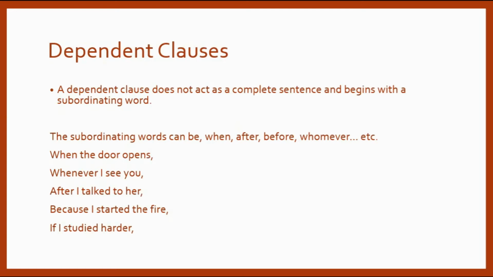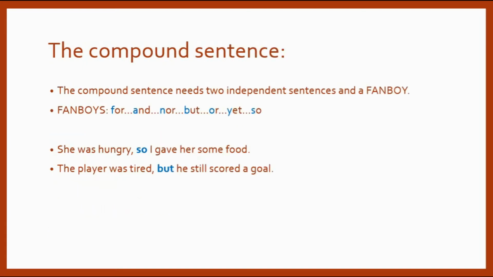Okay, and through this we can go further and discover more in the complex and compound sentences we'll be talking about today. So first of all, I'll start with the compound sentence. Okay, so the compound sentence needs two independent sentences. Okay, two simple sentences, and a fanboy. What's a fanboy? A fanboy is a fancy way of saying for, and, nor, but, or, yet, so.